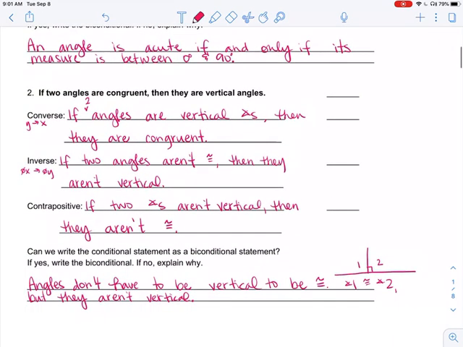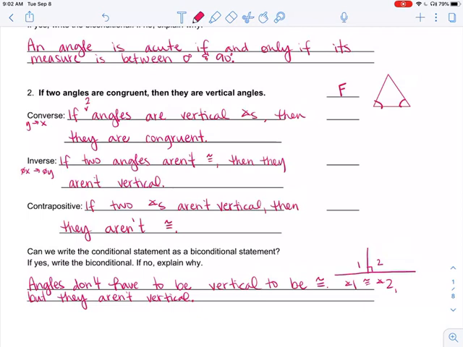If two angles are congruent, then they are vertical angles. So our question here is, is this true? I know this to be false because angles don't have to be vertical to be congruent. So if we have, let's say, an isosceles triangle, and I know that these two angles are congruent, those are not vertical.